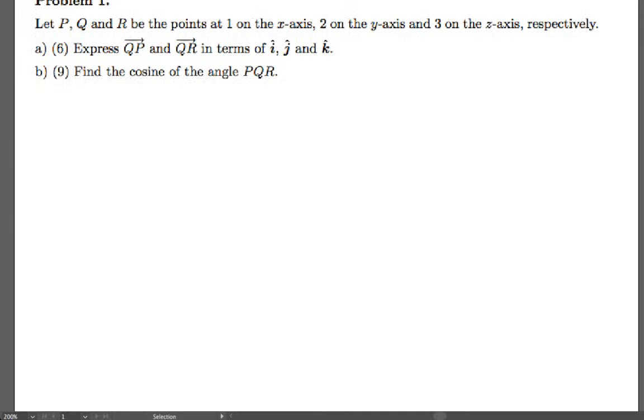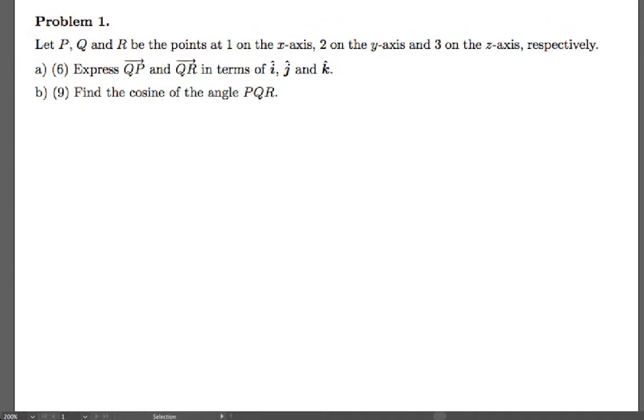Okay. Problem 1. Let P, Q, and R be the points at 1 on the x-axis, 2 on the y-axis, and 3 on the z-axis, respectively. Express QP and QR in terms of i, j, and k. And secondly, find the cosine of the angle PQR. Okay, so we can actually just start.